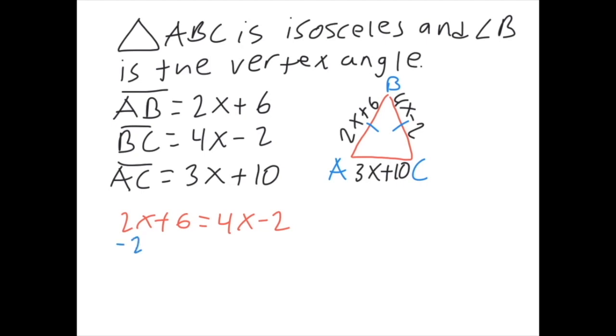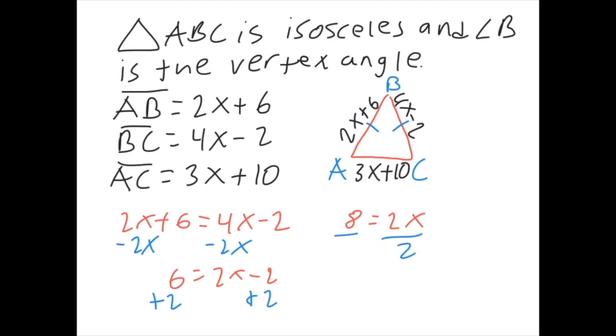Let's subtract 2x from both sides to get them together. Gives us 6 equals 2x minus 2. Add 2 to both sides will give us 8 equals 2x. Divide both sides by 2, and that'll give us x equals 4.